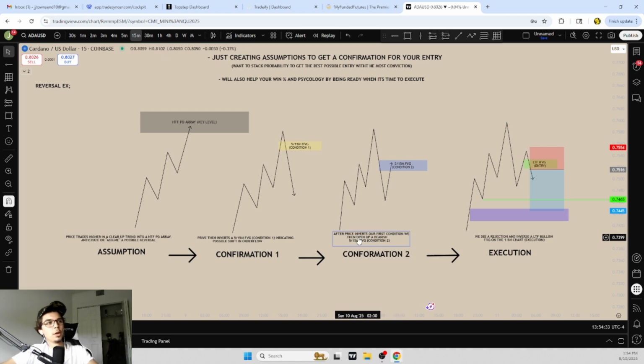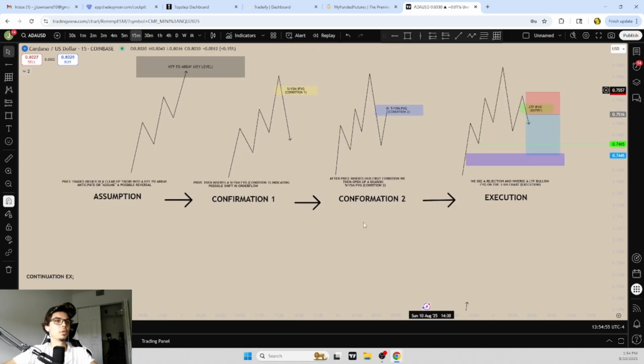So after price inverts our first condition, we then open up a bearish 5/15-minute fair value gap, which is going to be condition 2, right? Tap into it, we see a rejection and inverse a lower time frame bullish fair value gap on the 1 through 5 minute chart. That is going to be our execution. So this is a classic example of a reversal, you can say execution, using conditions.